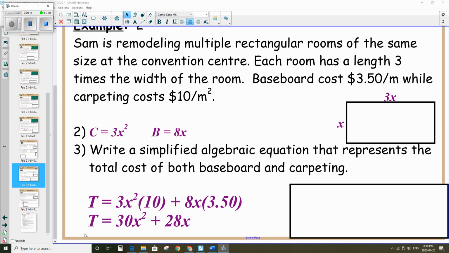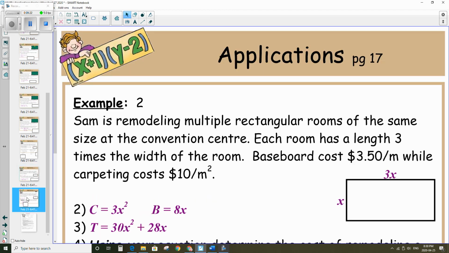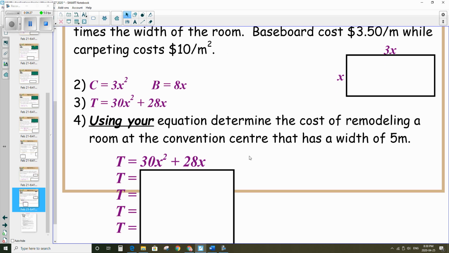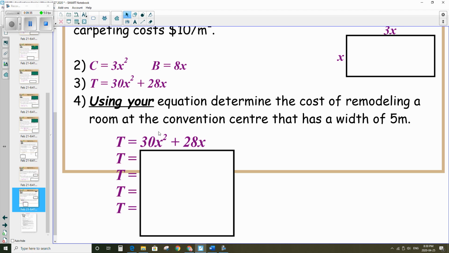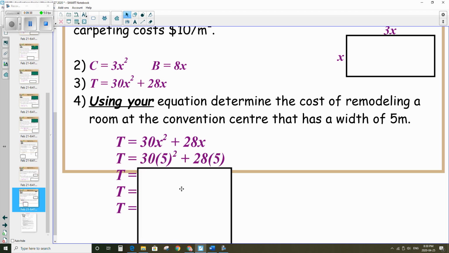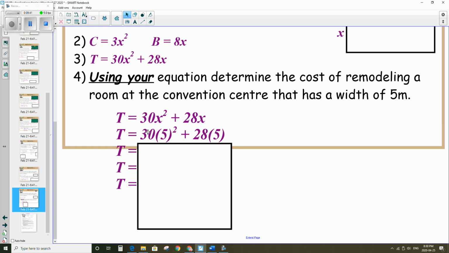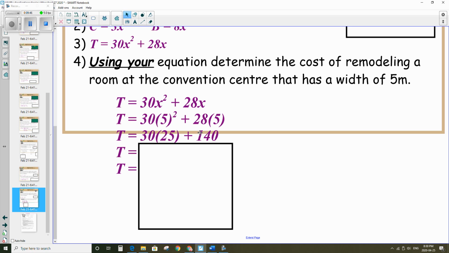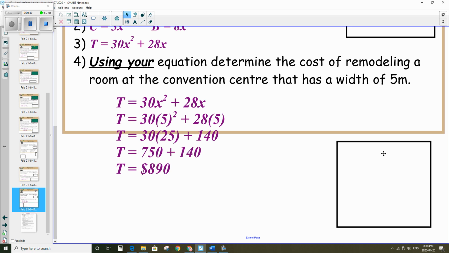If now we're given the width of the room, we can figure out what the total cost would be for the carpet and for the baseboard. Okay, and that's exactly what's happening here. In question 4, it says figure out what the cost is if you're given the width of 5 meters for your room. Okay, so I'm just going to replace my x with 5, and then square the 5, multiply by 30, and then 5 times 28 is 140. Okay, so $890 would be the cost.